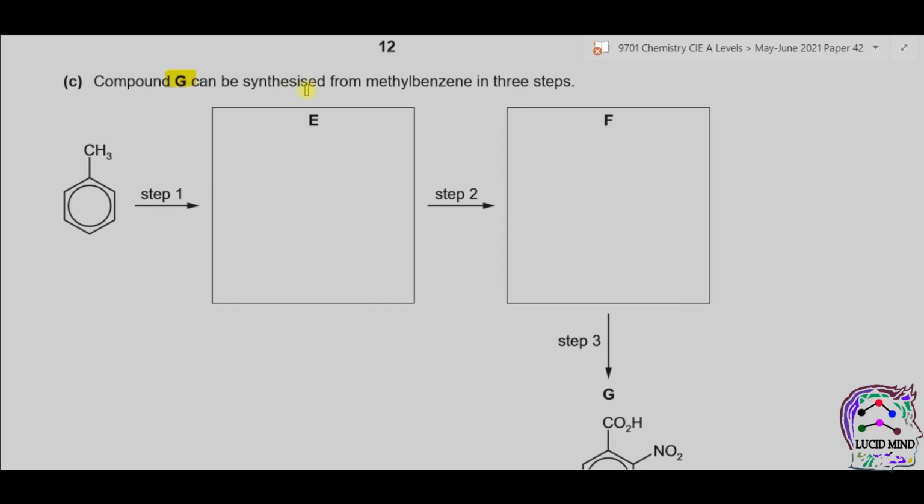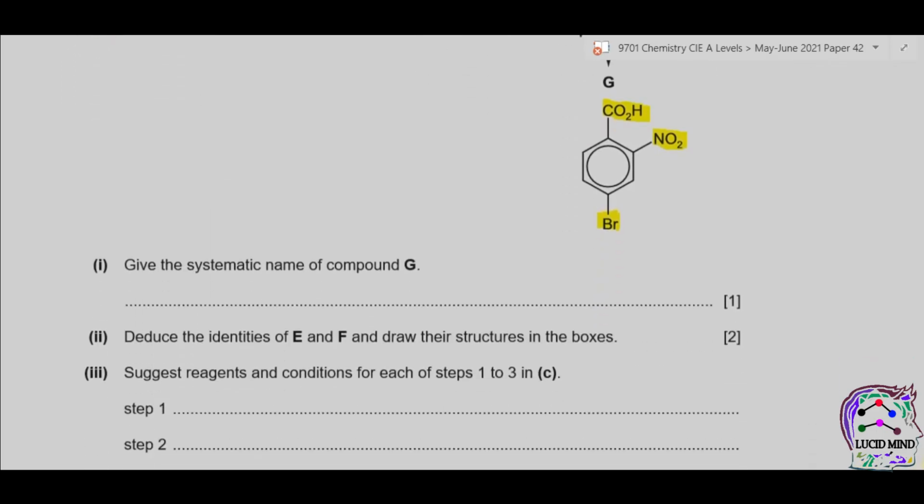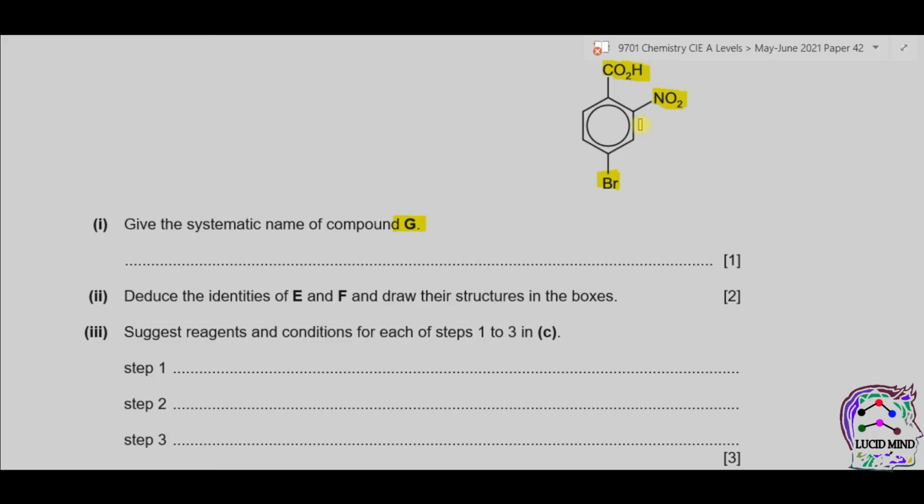Part C, compound G can be synthesized from methyl benzene in 3 steps. We have methyl benzene, this is step 1, it forms E, then in step 2 it forms F, which in step 3 forms this carboxylic acid, nitro group and bromine. So give the systematic name of compound G. Let's first find out the name of this compound. You can see we have bromine, we have NO2, we also have carboxylic acid group. So when carboxylic acid group is present with benzene, it is called benzoic acid, and we can position NO2 and Br. So this will be first carbon, this will be second, third and fourth. So we have 4-bromo-2-nitrobenzoic acid.